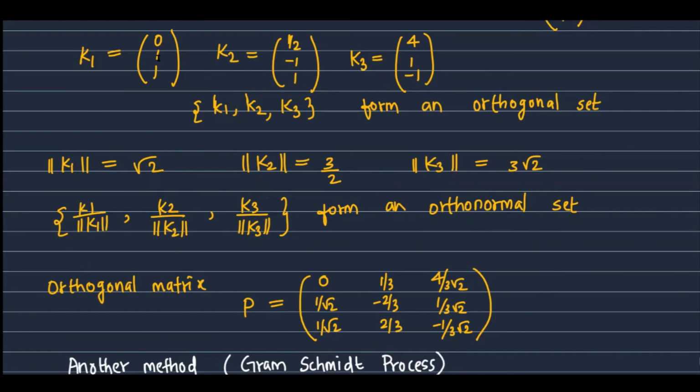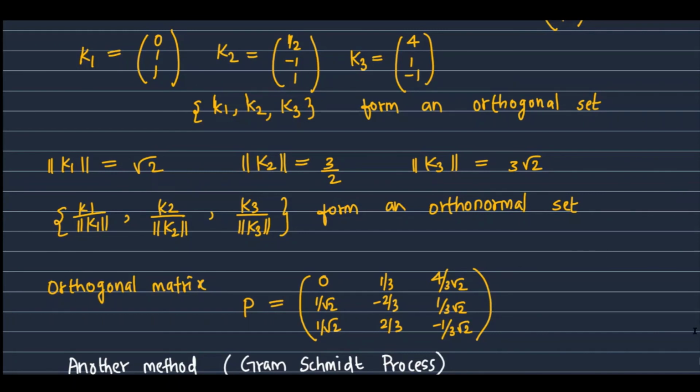So k1 is 0, 1, 1 by root 2. So we have 0, 1 by root 2, 1 by root 2. Next is k2 by norm k2. k2 is half minus 1, 1 divided by 3 by 2. So we will get 1 by 3, minus 2 by 3, 2 by 3. k3 is 4, minus 1, 4, 1, minus 1 divided by 3 by root 2, 3 root 2. So we'll get 4 by 3 root 2, 1 by 3 root 2, minus 1 by 3 root 2.